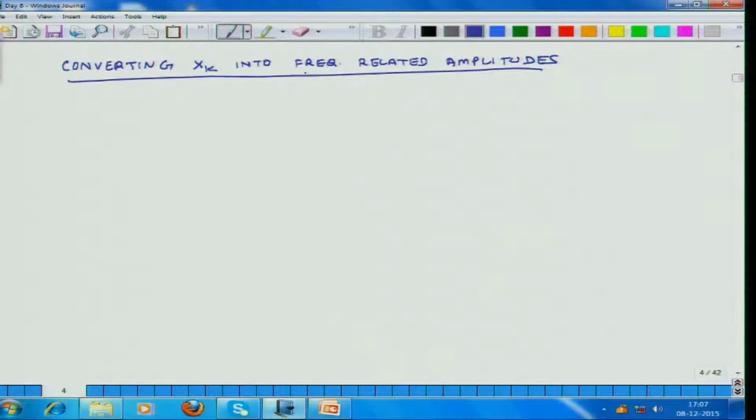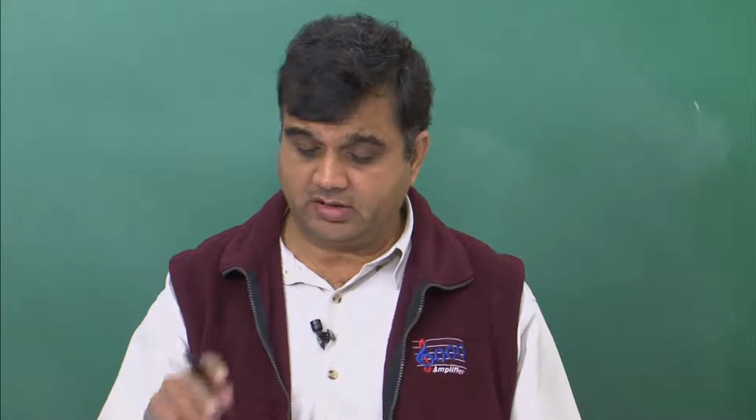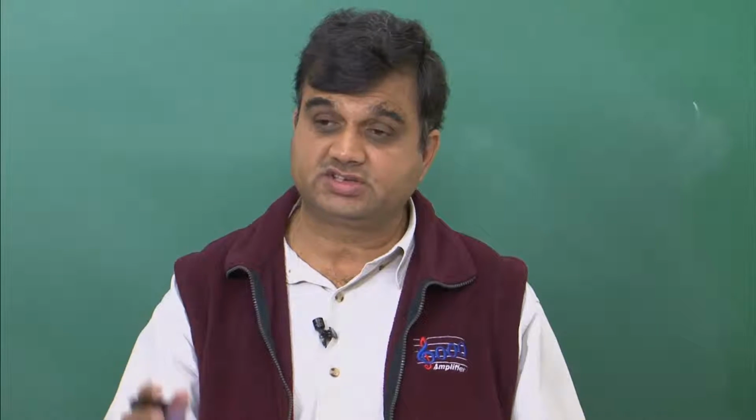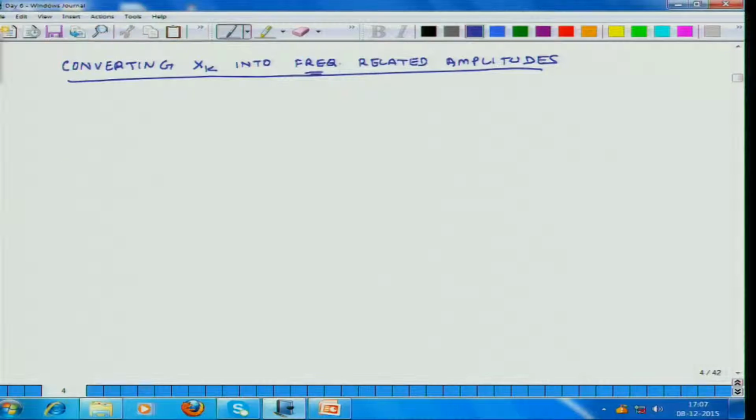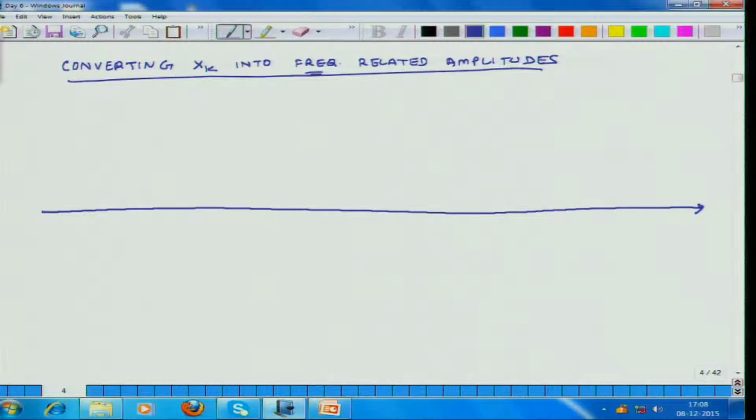What these frequencies are, we will not talk about right now, we will do that later. Right now we will just learn how to convert this Xk into frequency related amplitudes. So, we will very quickly draw this spectrum, or plot the values of Xk. We will start from 0 and end with 23.